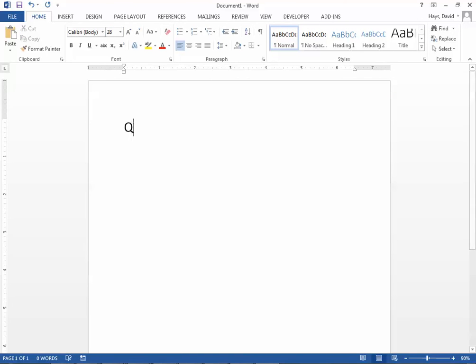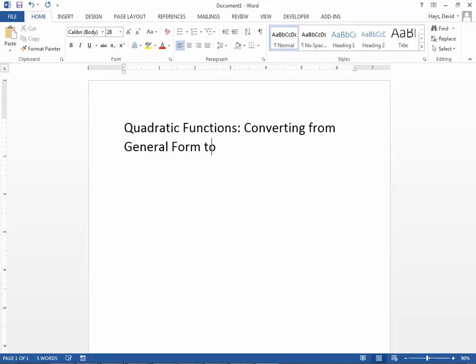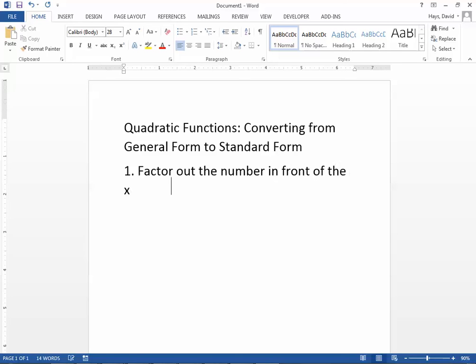Okay, so these are quadratic functions, converting from general form to standard form. And as I'm typing these steps out, I'm going to go ahead and do them. So step 1, factor out the number in front of the x squared from the first 2 terms. This is assuming it's in general form, sorry.